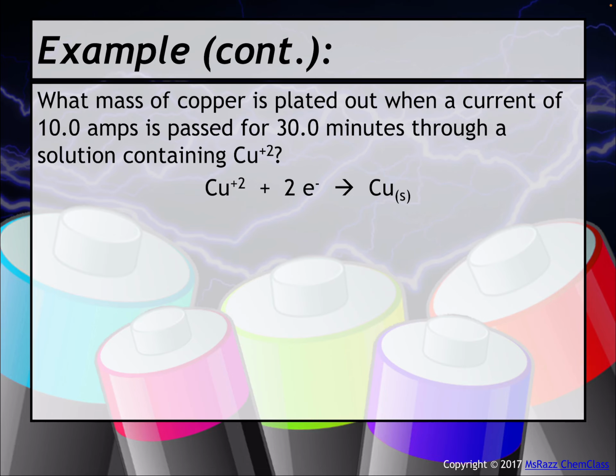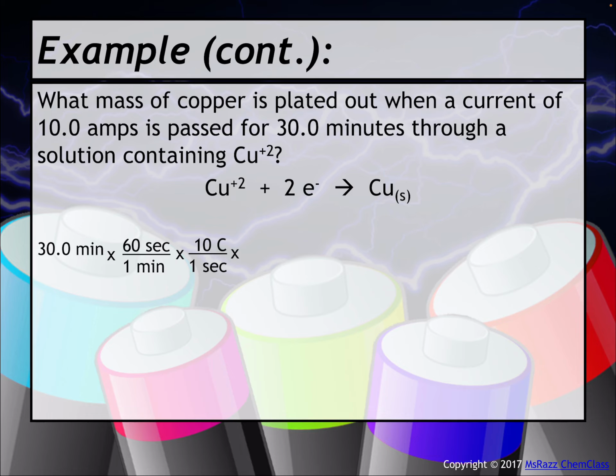Back to our question. This is just a big stoichiometry question, so we're going to use a big, long set of train tracks. Our starting number is 30 minutes, so that goes at the beginning. Amperes is coulombs per second, so our time unit has to be converted to seconds. We convert the 30 minutes to seconds, and then multiply that by our 10 coulombs per second.